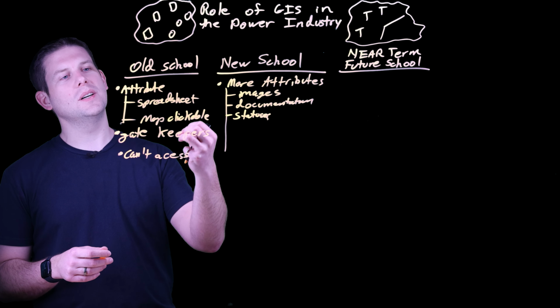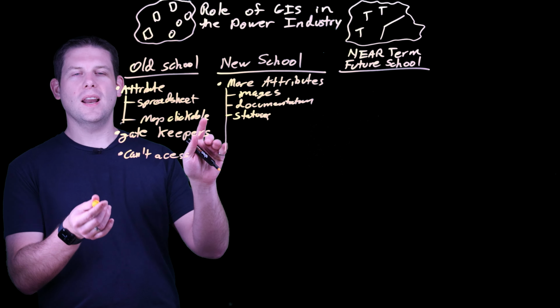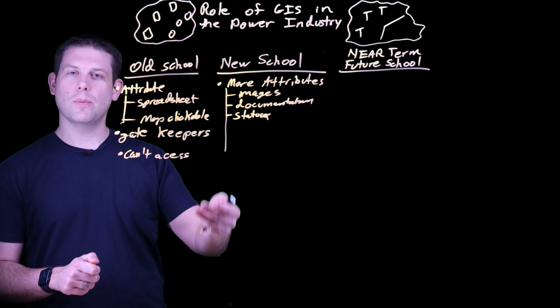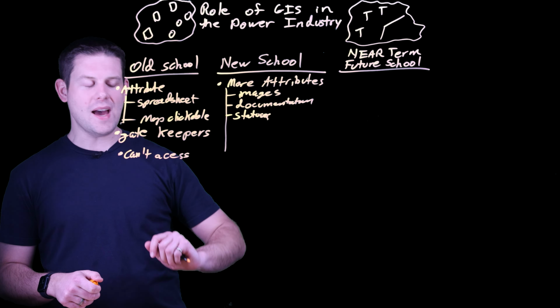So now a modern GIS system can have color visualization and filtering and reporting, all based on these statuses.